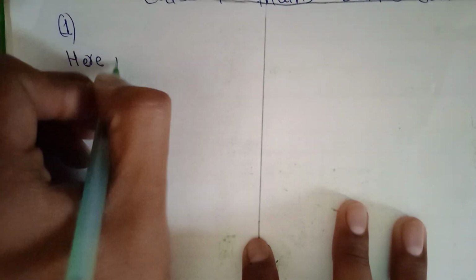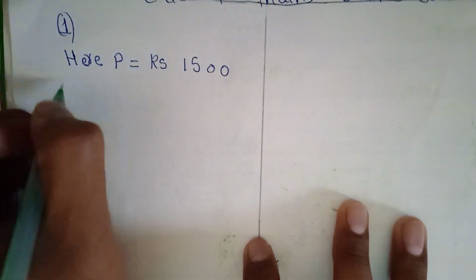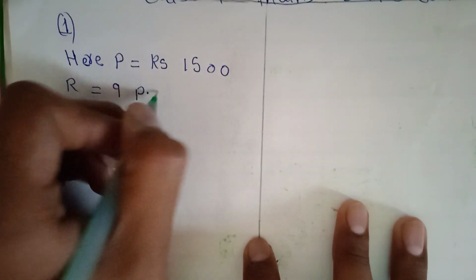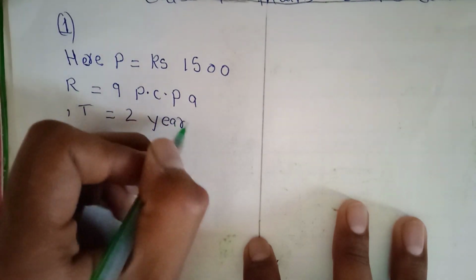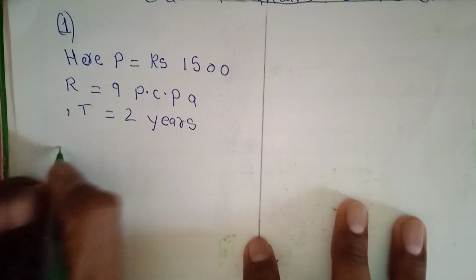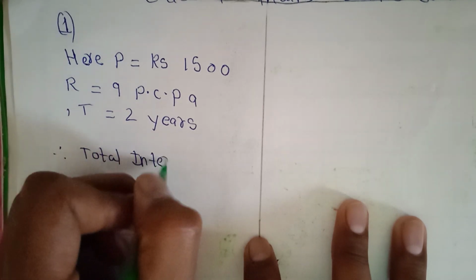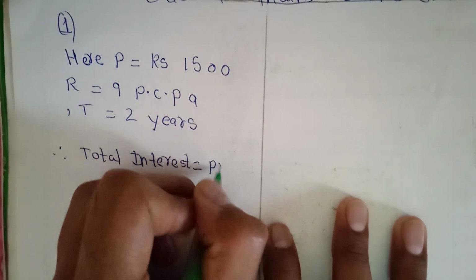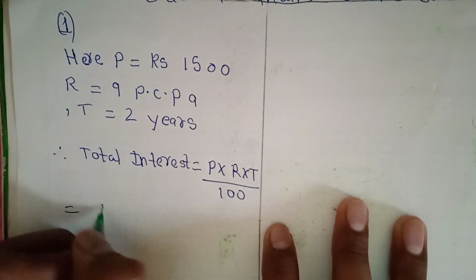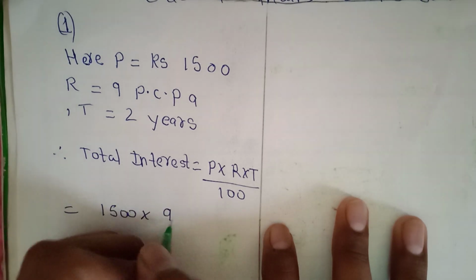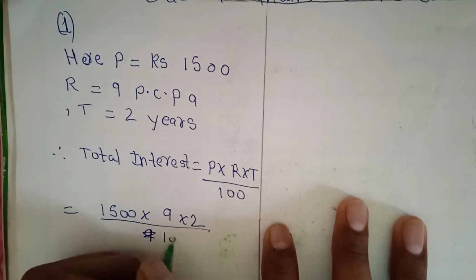So here P means principal, so rupees 1500. R is equal to 9 PCPA and T is equal to 2 years. Okay. So which formula will we use here? We will use the formula which I already told you. Total interest is equal to P into R into T upon 100. So what is P? 1500 multiplied by R, 9, into 2 upon 100.